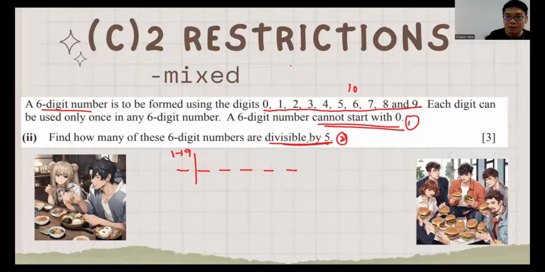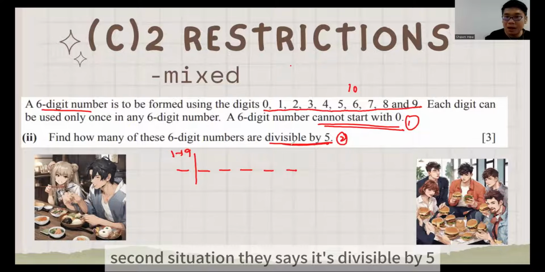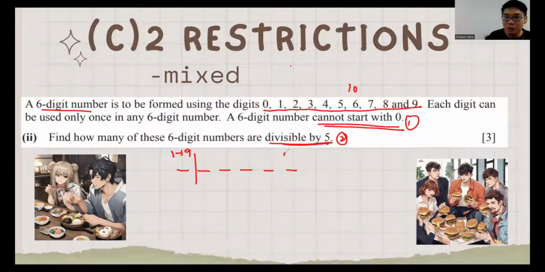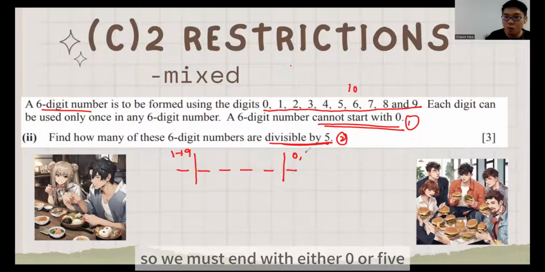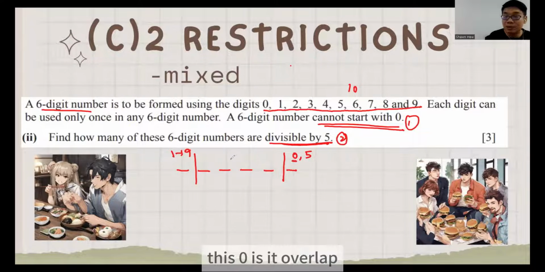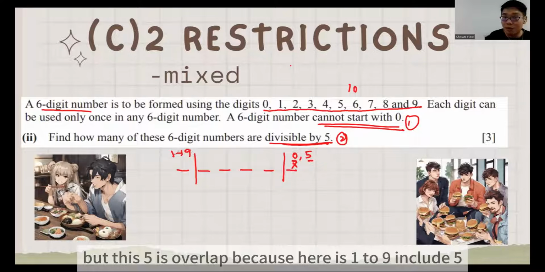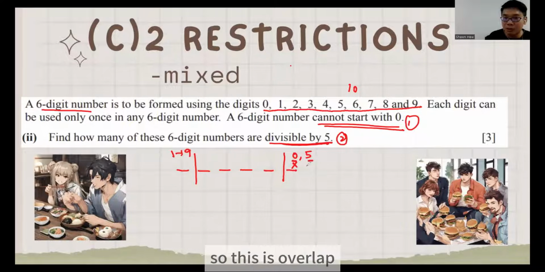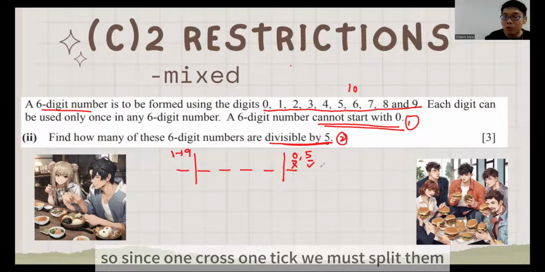Agree? Second situation, they say it's divisible by 5. So we must end with either 0 or 5. Since it's a 2 restriction situation, we go and check. This 0, is it overlap? No, here is 1 to 9. So this 0 is not overlap. But this 5 is overlap because here is 1 to 9, including 5. So this is overlap. So since 1 cross 1 tick, we must split them.